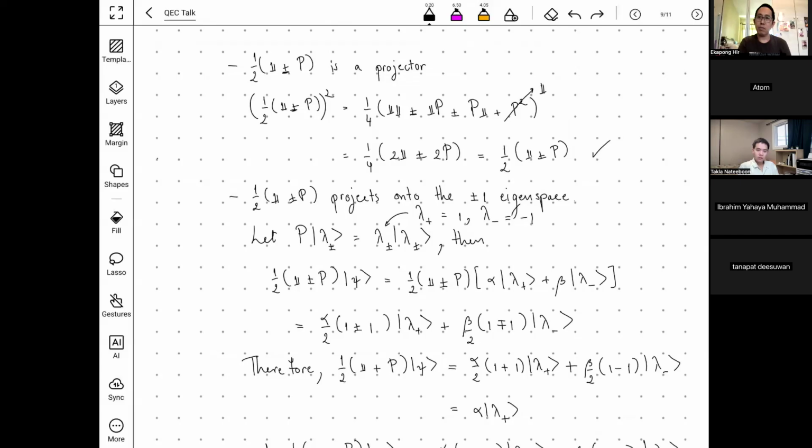Actually, I think what Takara said is correct. The words idempotent and nilpotent are not quite correct. Yeah, Takara is right. I also helped check again, and I think he's correct.